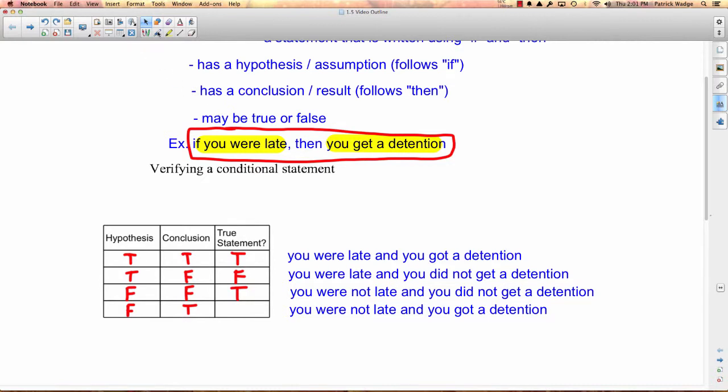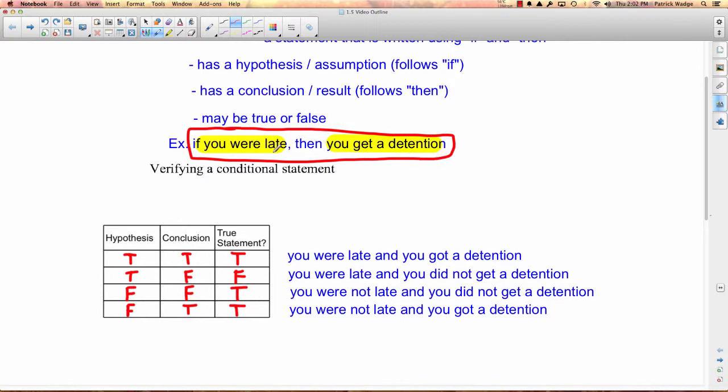Does it make it false? Got your answer? The answer is no, it doesn't. That doesn't make it false. It still can be a true statement. How come? This is saying that if you were late, then you get a detention. This one's saying you weren't late and you got a detention. Is that still possible? Sure, maybe you punched someone in the head in the middle of class or something and you got a detention. You weren't late and you got a detention. But that doesn't violate this rule.